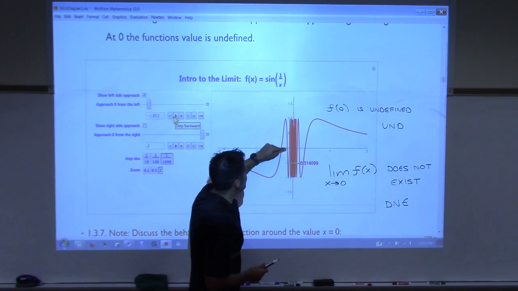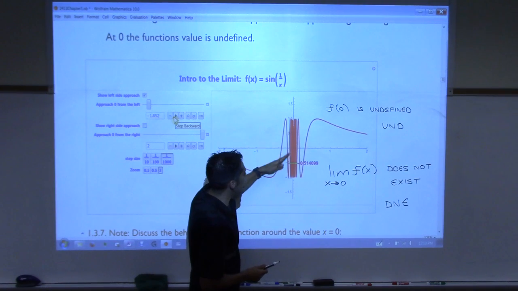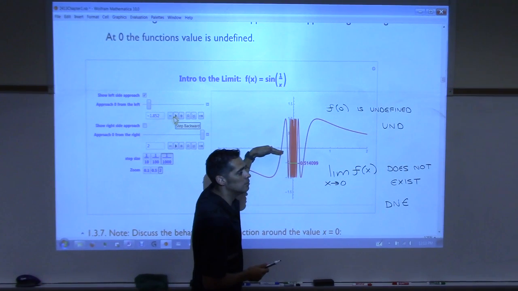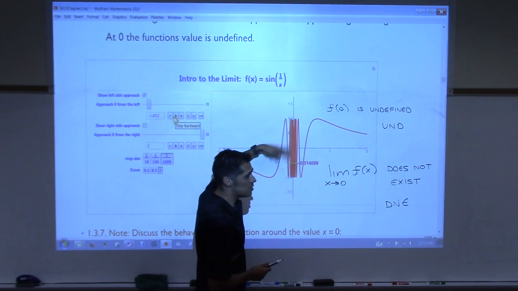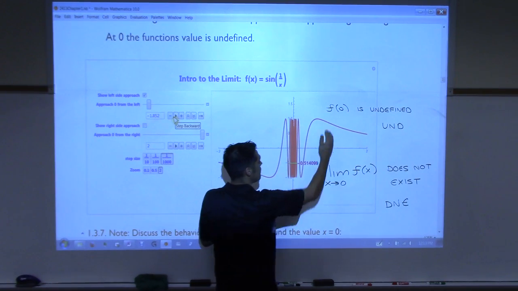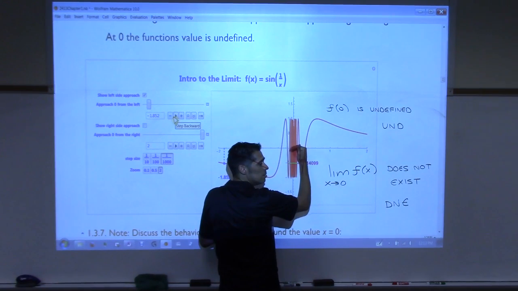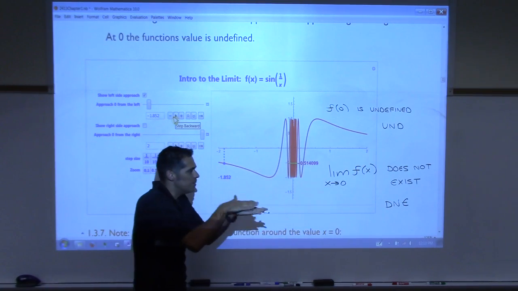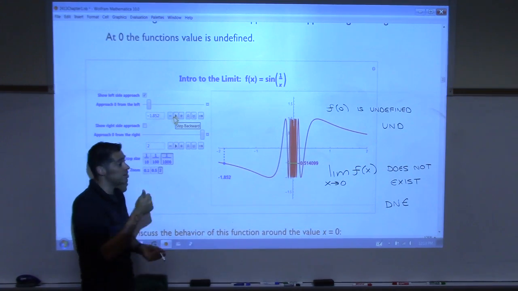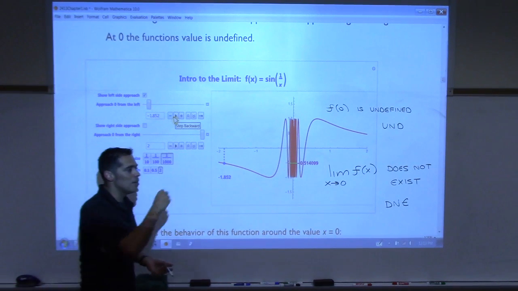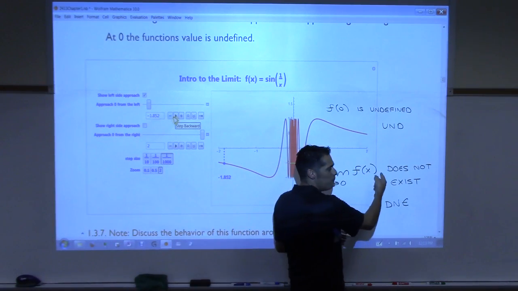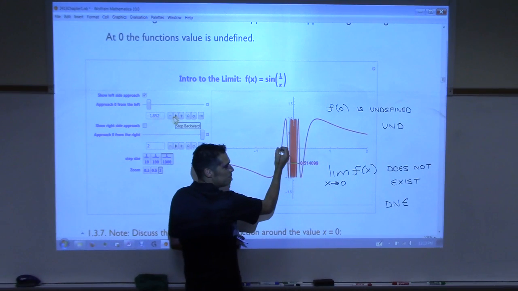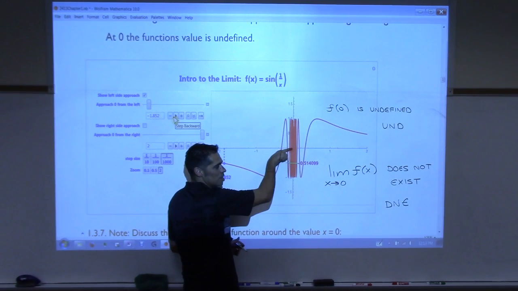Okay, as I come in from the left, is it headed towards a specific number? It took off, right? And it just kept going crazy. As we came in from the right, was it headed to a number? It was just oscillating like madness, right? It wasn't headed to something. It has to head to something for me to be able to say the limit exists. I need to be able to put a number in there. And I couldn't put 0 here, because you can't tell me that's approaching 0.